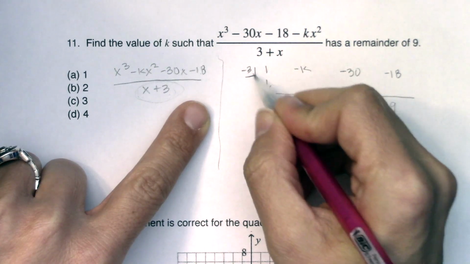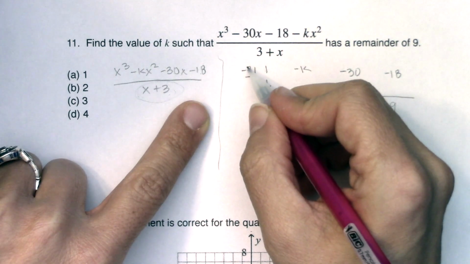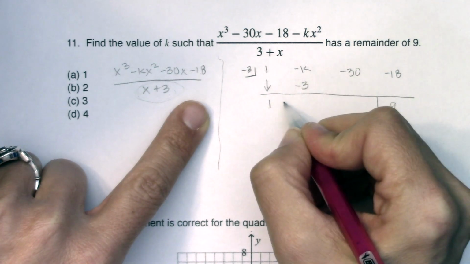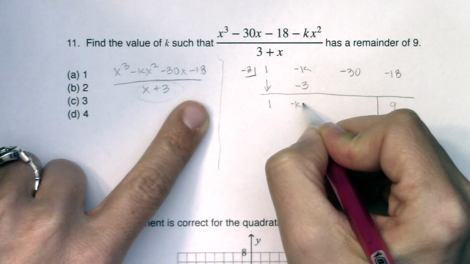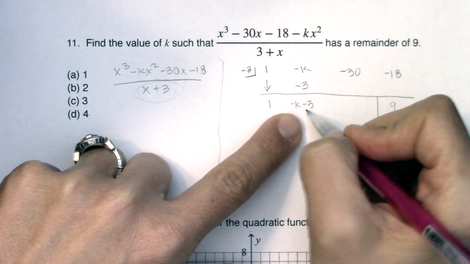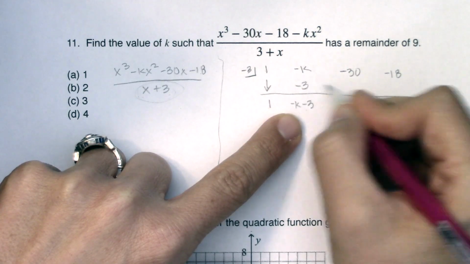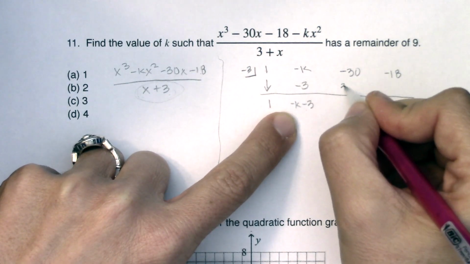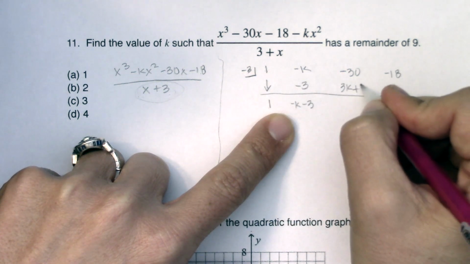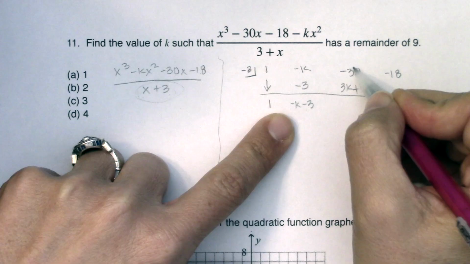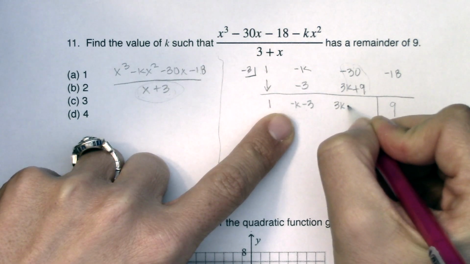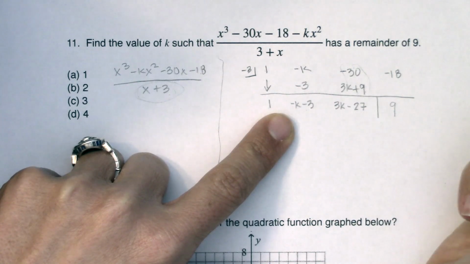Bring down the 1, right? Multiply across, add up and down. So negative 3 times 1 is negative 3. If I add these terms, I'm going to have negative k minus 3. Negative 3 times negative k minus 3 is going to be, let's see, negative 3 times negative k is 3k. Negative 3 times negative 3 is positive 9. 3k plus 9 minus 30, these are like terms, so that is going to ultimately be 3k minus 27.